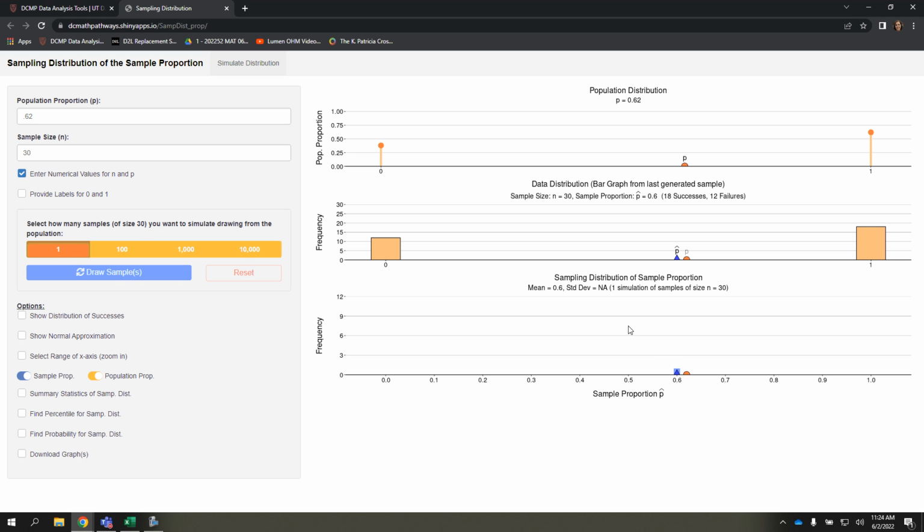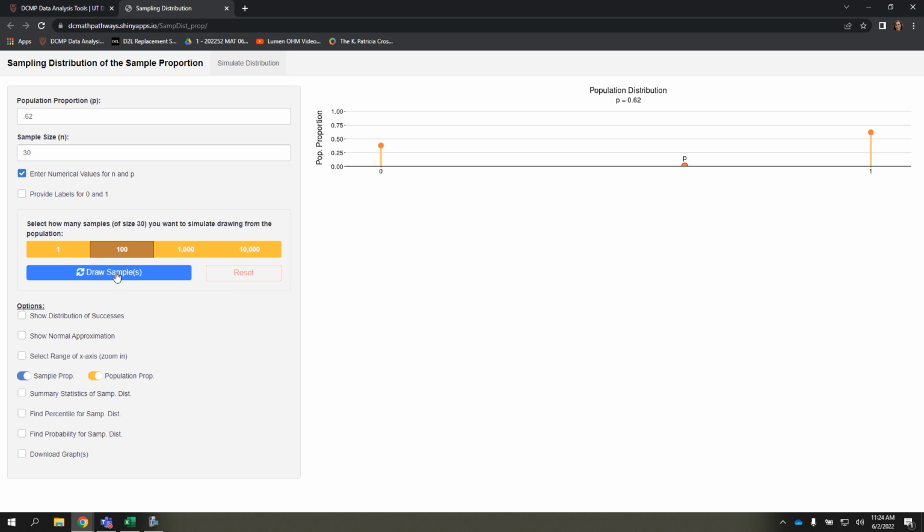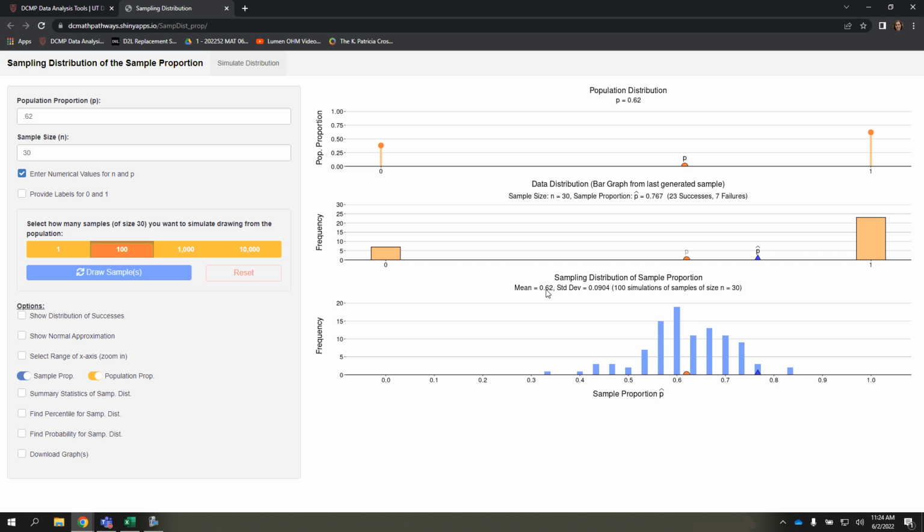So let's say that I were to do this again, but instead of a sample only once, let's take 100 samples of size 30. So I'm simulating what would happen if I went and took 100 separate samples of size 30, and that is random samples of size 30. Down here where it says mean, that means that out of all 100 samples that we took, they took the mean of those sample proportions. They found the standard deviation of those sample proportions. You could also have it include your summary statistics at the bottom if you wanted.